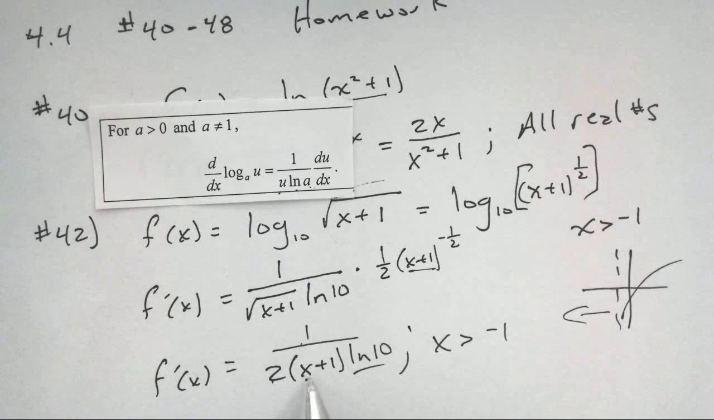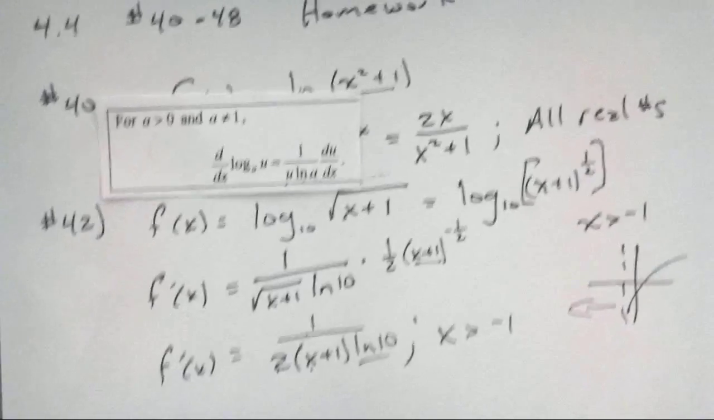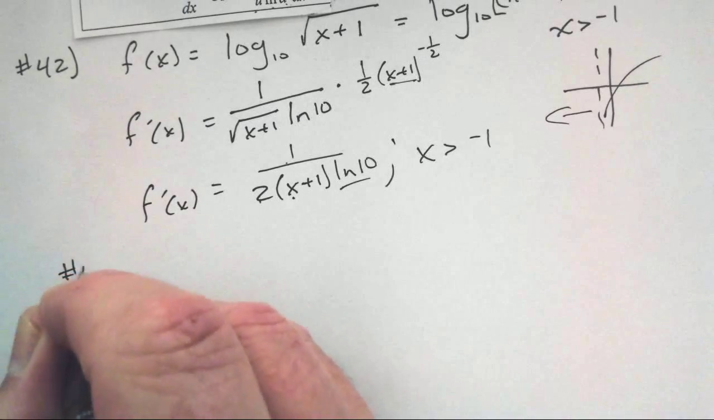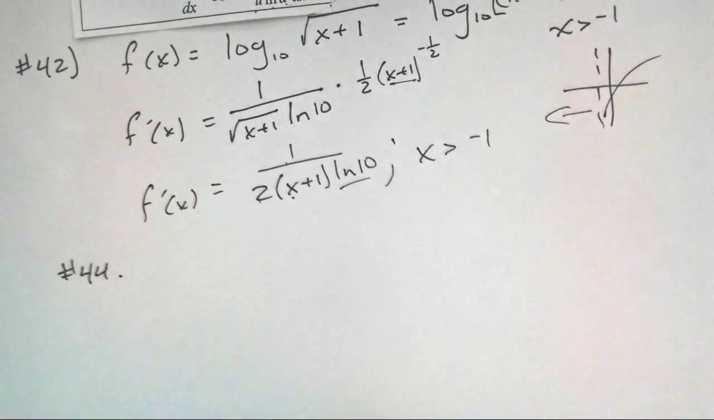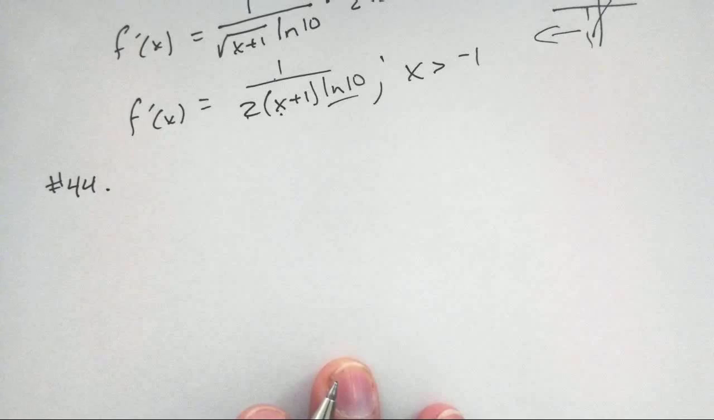Yes, it's implied x cannot be -1, but it is certainly not implied that x cannot be negative 20, for instance. Okay, so that is 42. Let's take a look at 44. They shift directions on us a little bit here, but I want to continue with this rather short video.